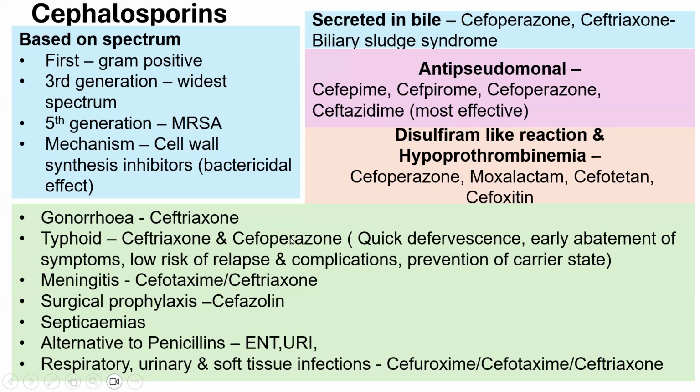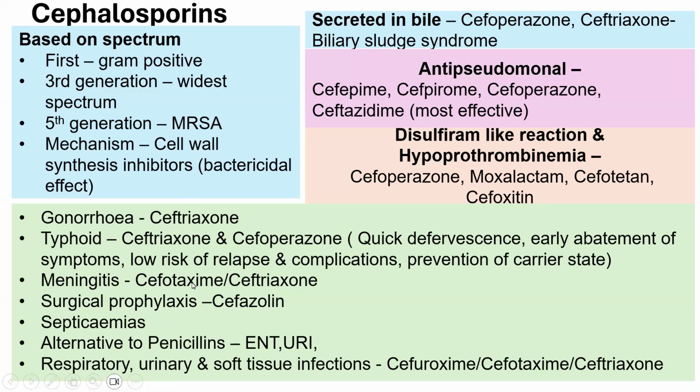The advantage over other available drugs, this you have to write if they ask you in essay or short notes. The ceftriaxone, why are third generation cephalosporins empirically used? It produces quick defervescence. It causes early abatement of symptoms, low risk of relapse and complications, and prevention of carrier state. So these four are the main advantages of third generation cephalosporins.